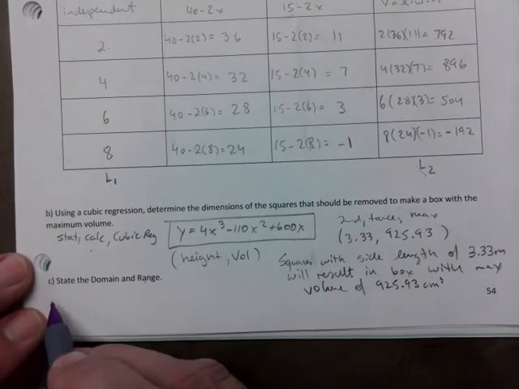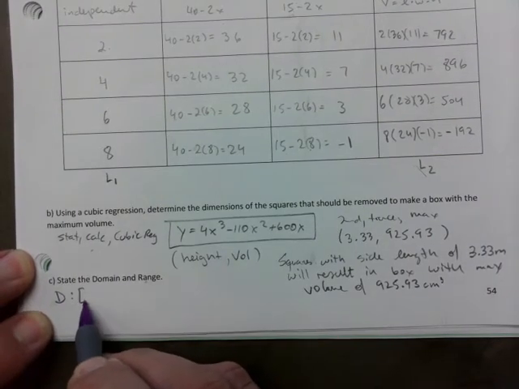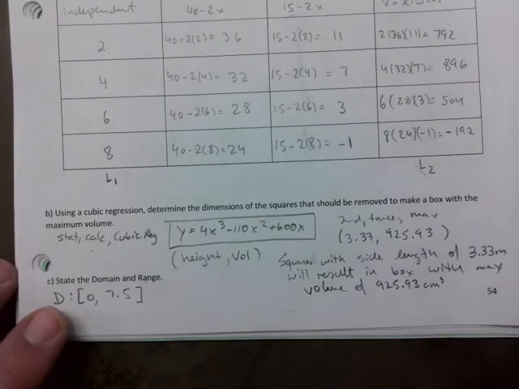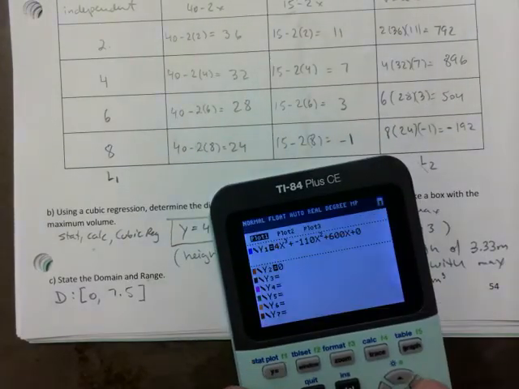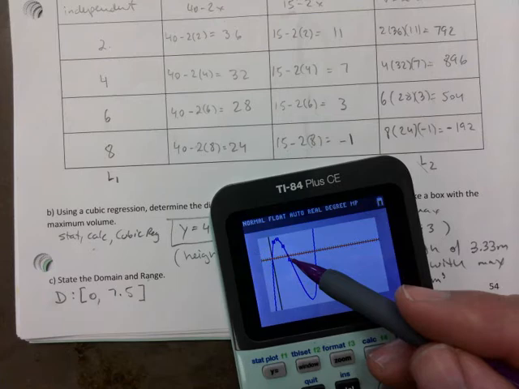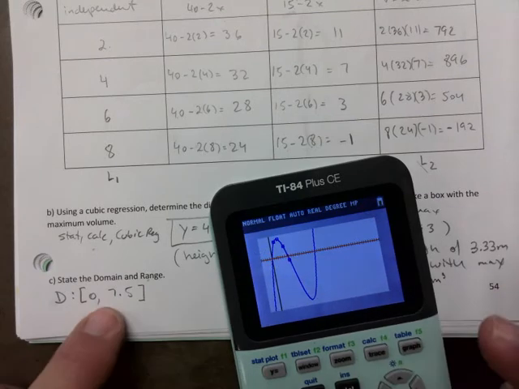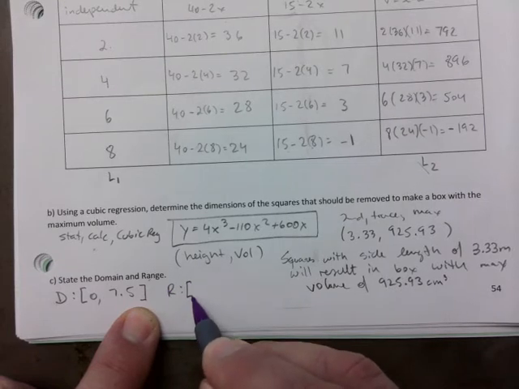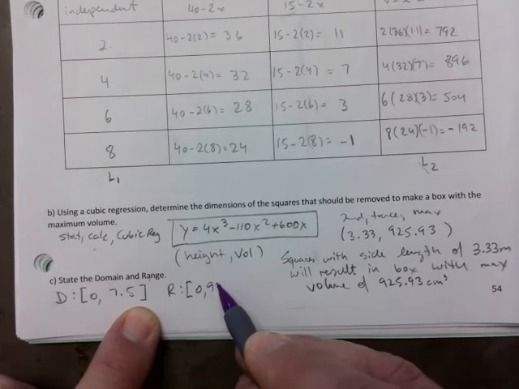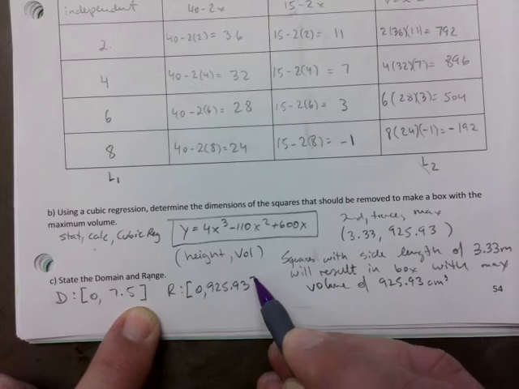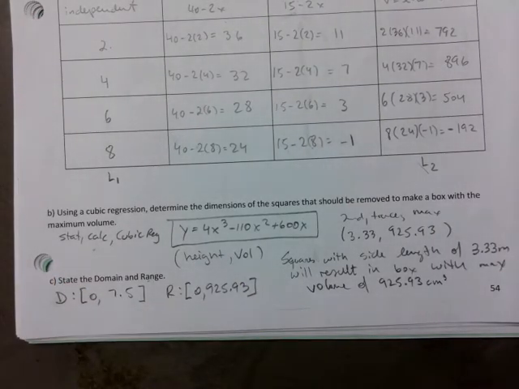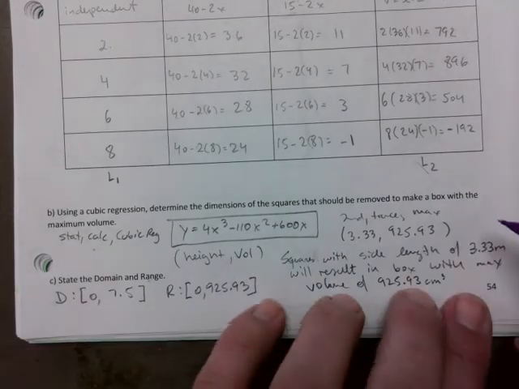State the domain and range. For domain, we're going to go from 0 to 7.5, because I showed you that the first x-intercept here was 7.5. So it goes from 0 to 7.5 for the height, okay? And the range would be from 0 to 925.93, right? That's our highest volume. So there we go. I wouldn't mind going through the graph with you.